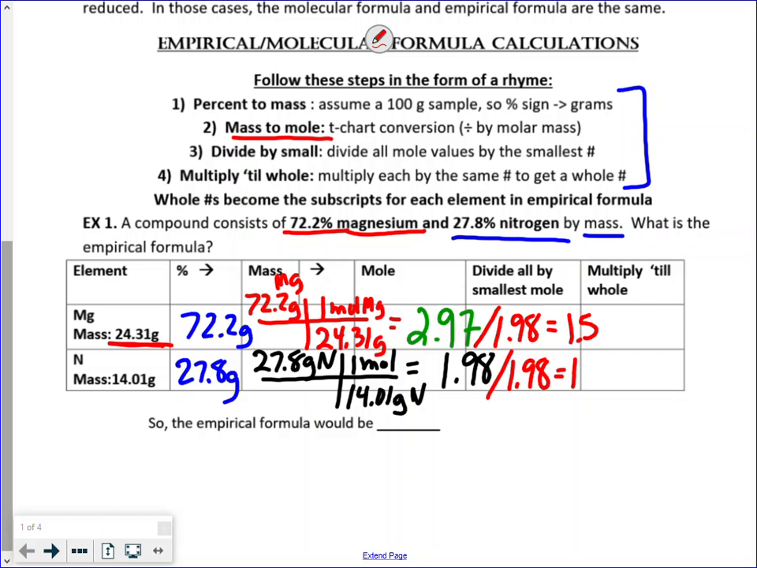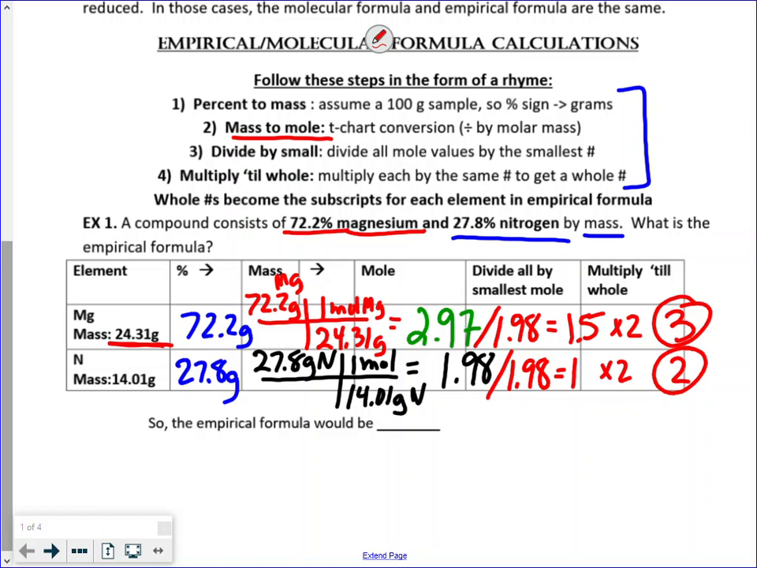1.5. Okay, so in this case, we didn't get all whole numbers here. When we divided by the smallest, we did not get all whole numbers. So then we have to do the last step, which is multiply till whole. And what could I multiply everything by to get whole numbers? 2. Easily multiply everything by 2, so this ends up being 3, and this ends up being 2.